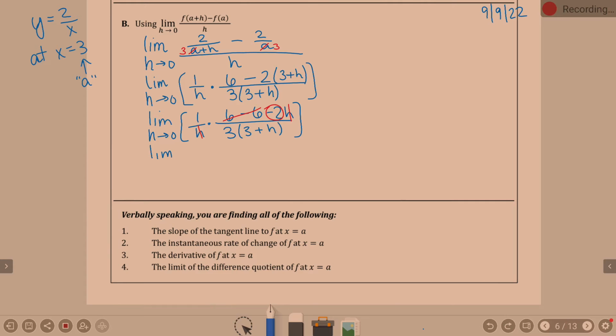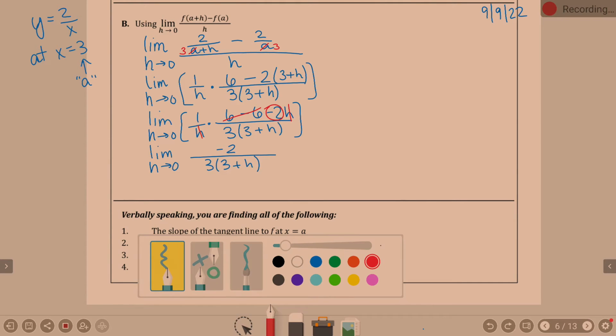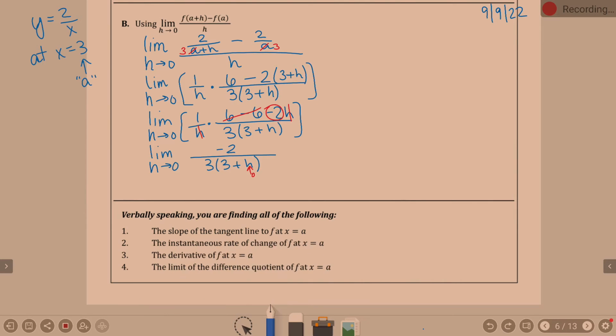I probably should have written that out as a second step, but the limit as h approaches 0 of negative 2 over 3 times 3 plus h. At this point we no longer have h in the top and bottom, so we can go ahead and direct substitute. So h is going to become 0. And I have negative 2 over 3 times 3, which is negative 2/9.